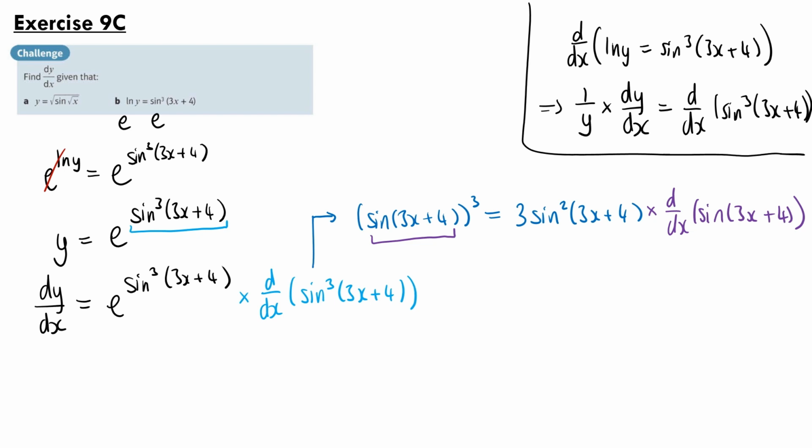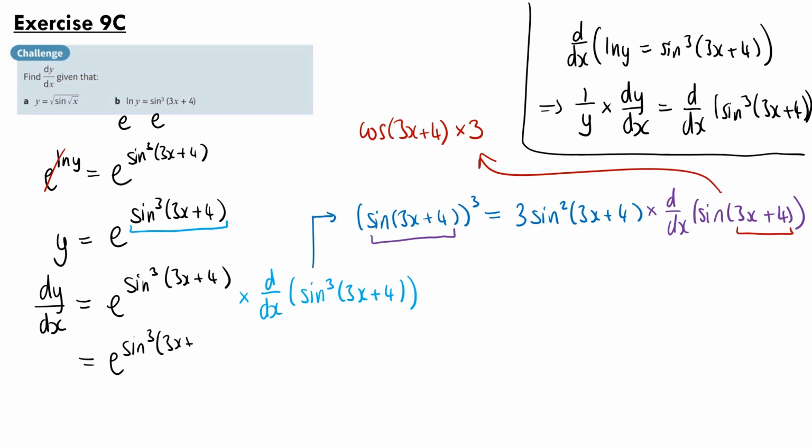So taking the inner function to be the 3x plus 4 this time, the derivative of sine of something is always going to be cos of that same thing. So cos of 3x plus 4. Then we're going to multiply by the derivative of the inside, which is just 3. And then we're done.